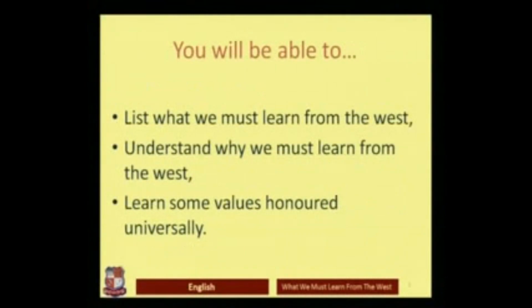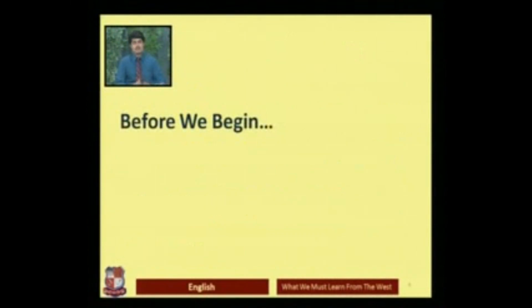If you look at the smaller goals of our session today, which is going to be for 1 hour, the smaller goals are: list what we must learn from the West. These are the unit specific goals. Understand why we must learn from the West. Learn some values honored universally. So these are the smaller, specific goals of the unit.